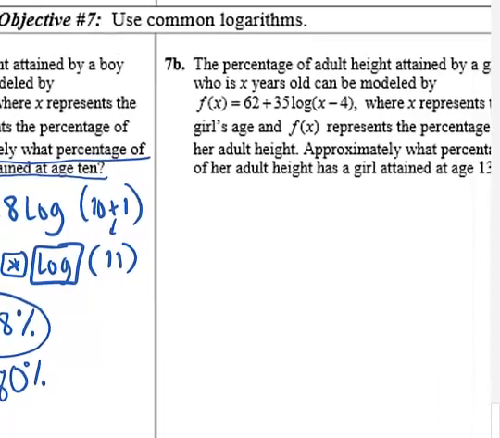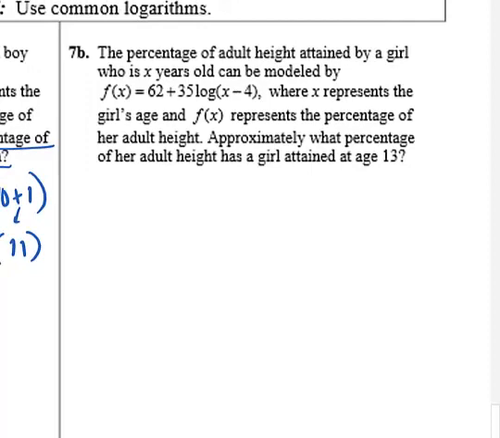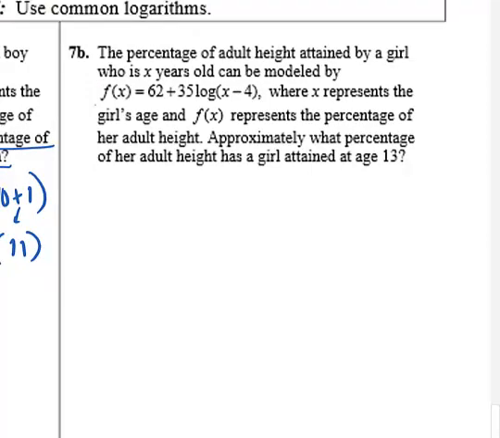Alright, let's try this next one. It sounds similar, but it's for a girl. The percentage of adult height attained by a girl who is X years old can be modeled by this function. It looks a little different, but it's got the same feel. Where X represents the girl's age and f of X represents the percentage of her adult height. Approximately what percentage of her adult height has a girl reached by age 13? Alright, let's plug that in.